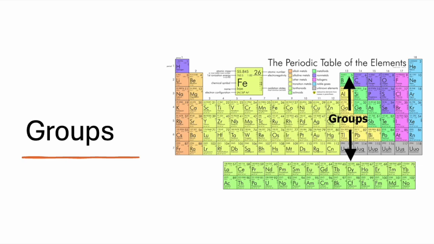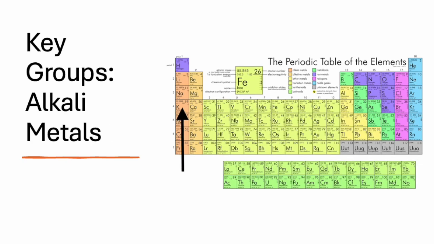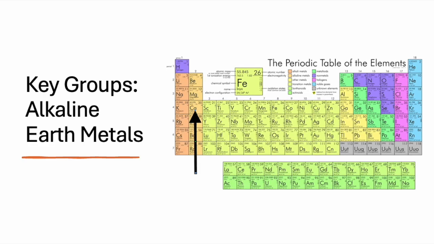For example, the elements in group 1 are all soft, silvery metals that react violently with water. The elements in group 1 are called alkali metals. They are all highly reactive and have one outermost or valence electron. The elements in group 2 are called alkaline earth metals. They are also reactive, but not as reactive as the alkali metals. They have two valence electrons.